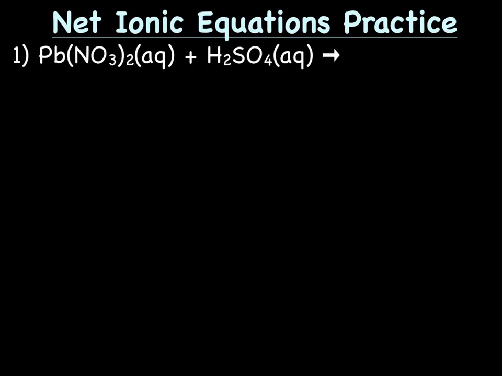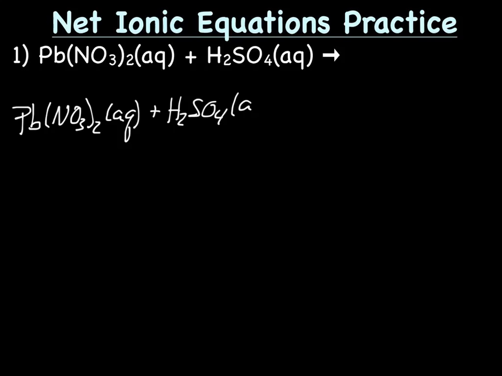All right, so the first thing we're going to do is rewrite this. So we have lead nitrate, which is aqueous, plus hydrogen sulfate for now, which is aqueous. And we need to write our charges. Lead is one of those guys where we can't figure out its charge by looking at the periodic table, so we're going to have to look at the anion and go backwards. So we have nitrate, which is 1 minus. There are 2 of them, which means lead has to be 2 plus.